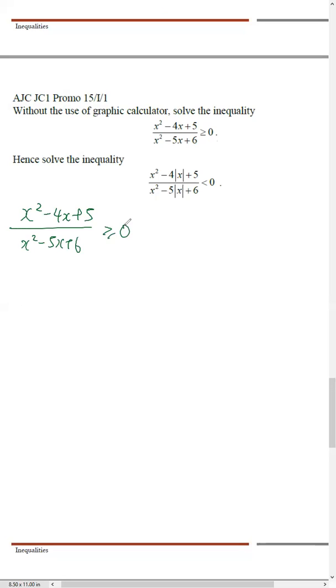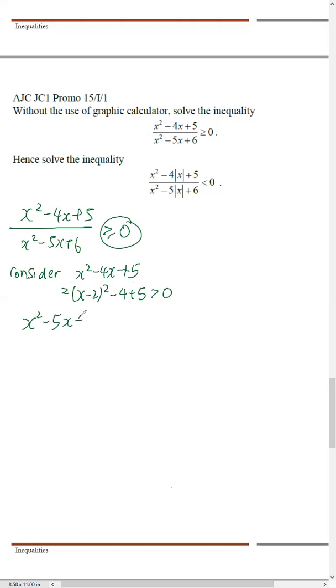I'm going to consider the factorization for the numerator and denominator. For the numerator, it cannot be factorized, so we need to complete the square: x squared minus 4x plus 5, which is x minus 2 squared minus 4 plus 5, which is more than 0. So the numerator is more than 0. If I want the entire expression to be more than or equals 0, only the denominator needs to be more than 0. It cannot be equal to 0 because it's the denominator.